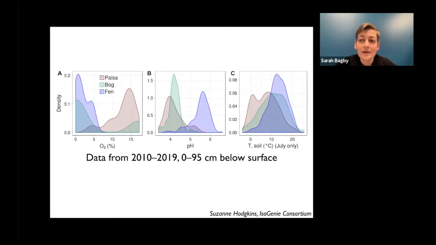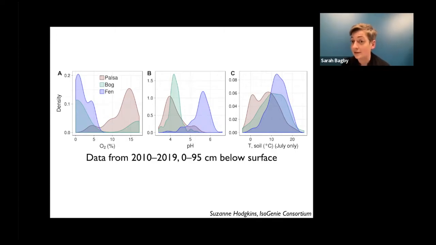And what I hope you can see in all of these plots, which are taken by the IsoGenie Consortium over the last decade or so, is that there are big changes. The palsa microbes have access to oxygen. The bog and fen microbes, well, fen basically not ever, and bog it's variable. It depends whether you're above the water table or not. The reason I mention this is that having access to oxygen is an enormous constraint on the kinds of chemistry that it's possible to do. And so you might expect to see completely different metabolic outcomes in an anoxic versus an oxic environment.